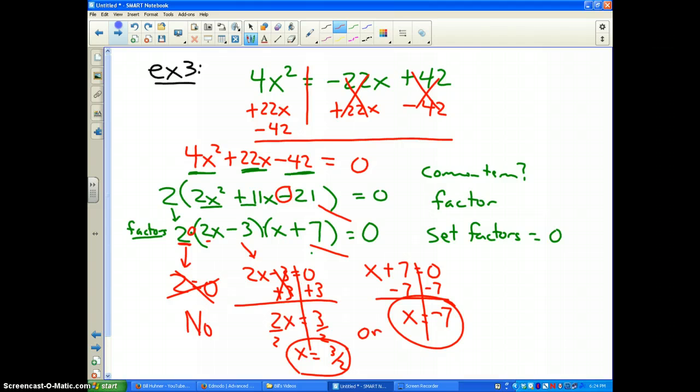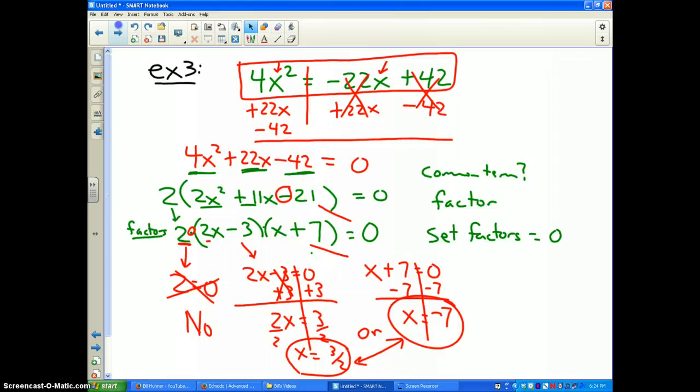And there are the 2 solutions to my original problem, which I'm putting a box around. If you would plug 1.5 or negative 7 in for the x's, you would find out that this problem works out. And that is how you solve equations, quadratic equations, by factoring.